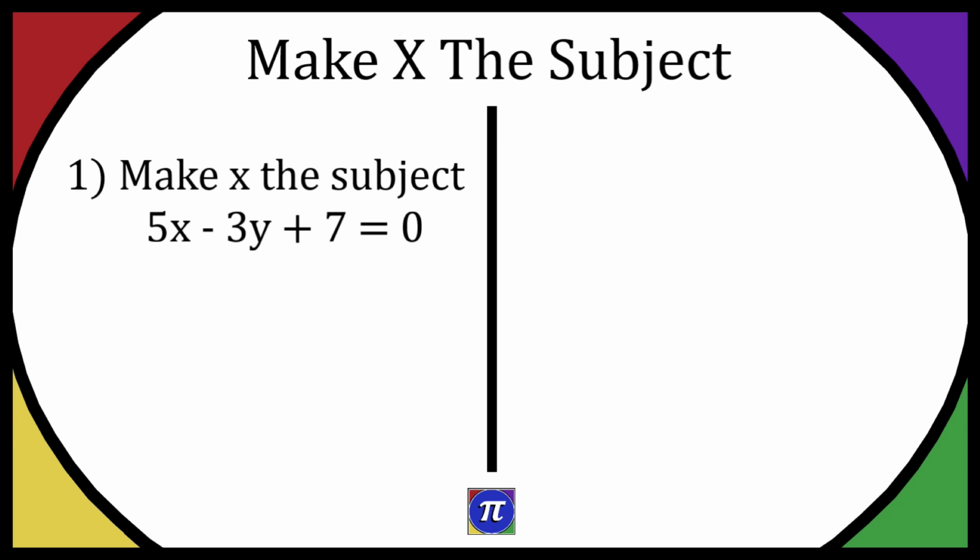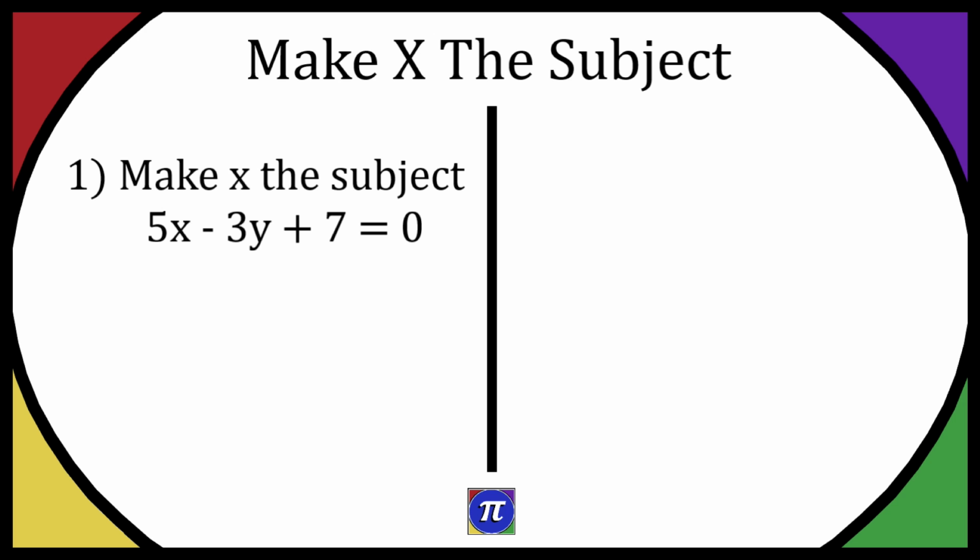So for this video, I'm going to show you how to make X the subject. We're going to go through an example, and hopefully once we go through that, you can apply that method to other questions you come across. So question 1, make X the subject. 5x minus 3y plus 7 is equal to 0.